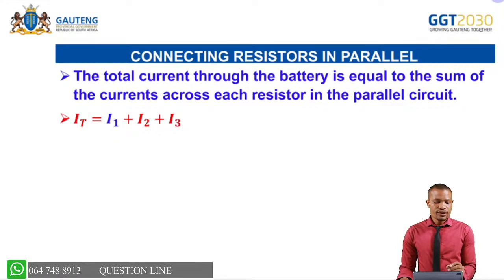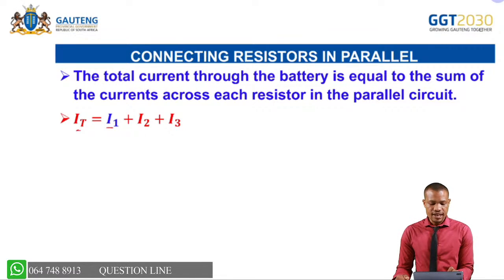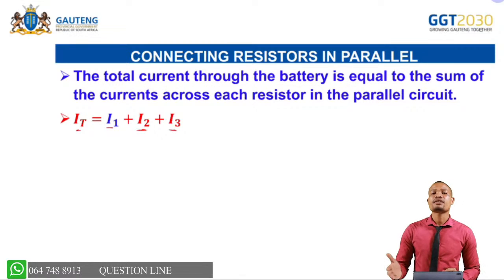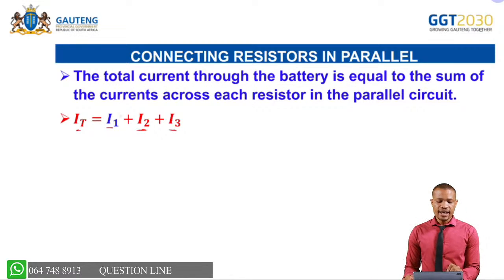So the total current from the battery is equal to the current flowing through the first resistor in the parallel circuit plus the current passing through the second resistor in the parallel circuit, and then if you have 3 of them, you're going to add the current flowing through the third one. So adding these 3 should give you the total current coming from the battery.